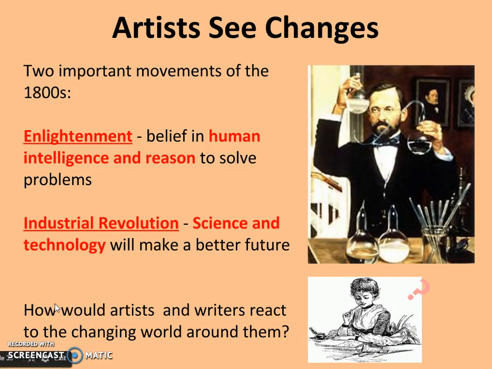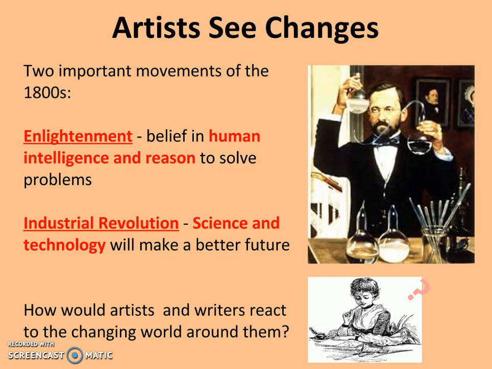Artists see changes. Two important movements of the 1800s. One of these was the Enlightenment, and we've actually discussed the Enlightenment before, going back to as far as the 1600s. Enlightenment thinkers and writers were a big influence on the founding fathers, such as Thomas Jefferson in writing the Declaration of Independence. But the Enlightenment taught that human intelligence and reason would be able to solve problems, and in some ways was a rejection of the church and the organized religion of the medieval times.